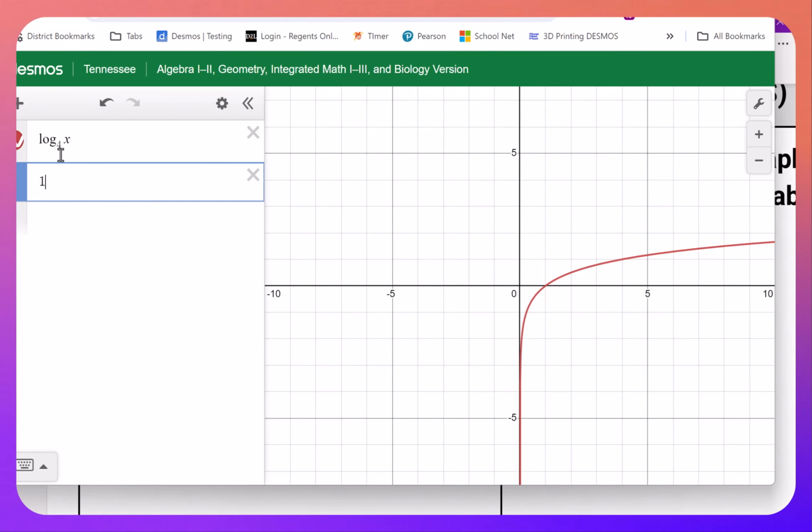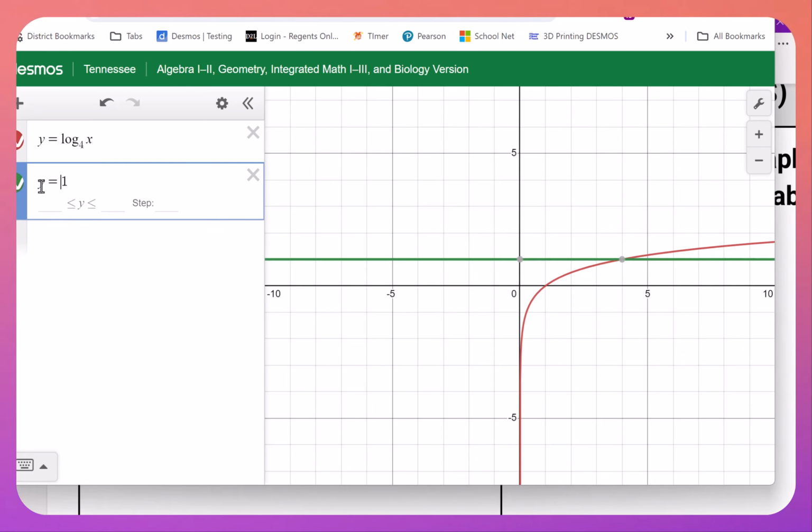So I've got log base 4 of x. As you can see, it does pick it up. It will graph it because it's got a variable in there. So it doesn't really hurt if you put y equals 2 in there. But if you're trying to do the right-hand side of the equation, if you type 1, it doesn't recognize it as a function. So you have to go in and you have to say y equals.